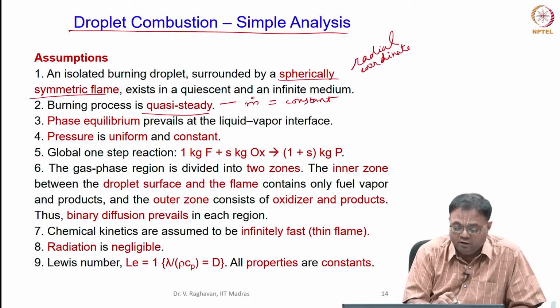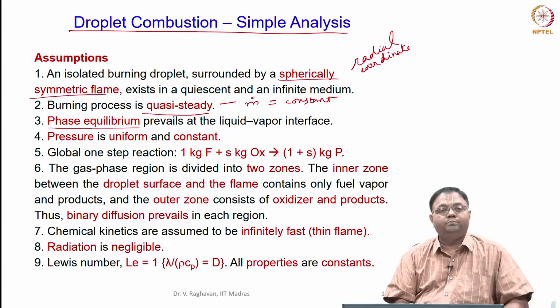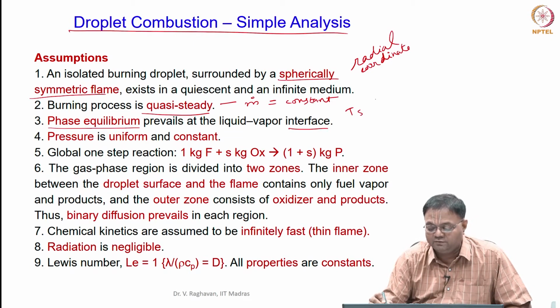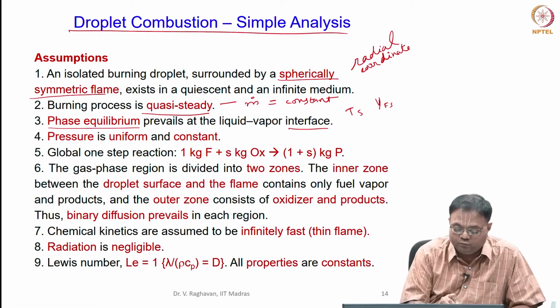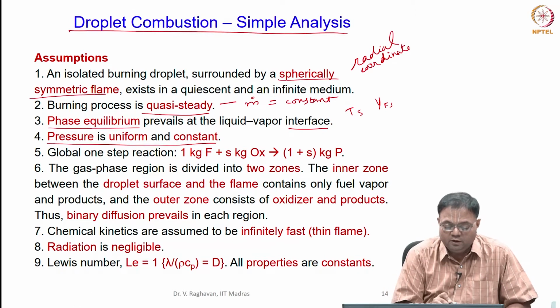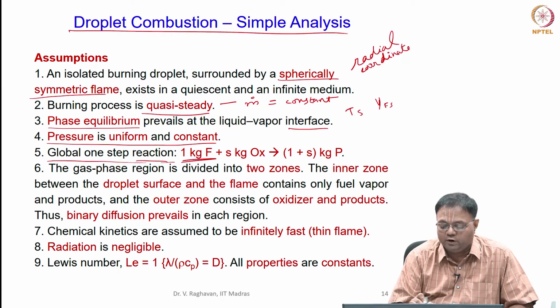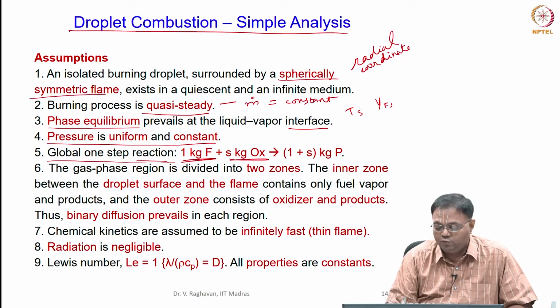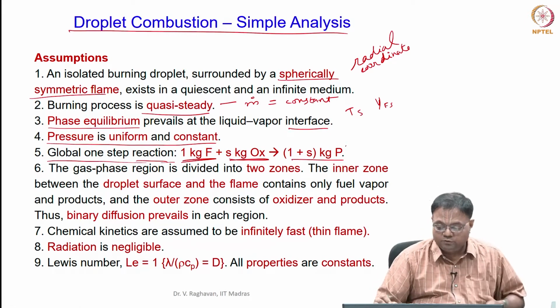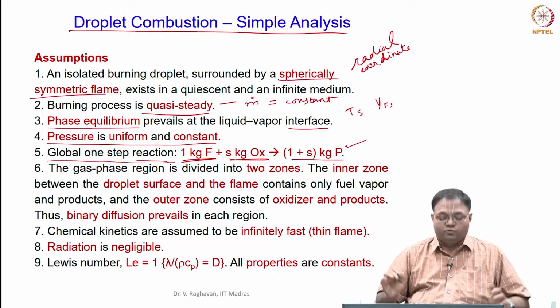Next is phase equilibrium prevails at the interface. That means there is a definite value of Ts and YFS. Pressure is uniform and constant. These are very important assumptions. Then the reaction is represented by a global single step, that is, 1 kg of fuel reacts with S kg of oxidizer to form 1 plus S kgs of products. This is the usual assumption we make for diffusion flames.